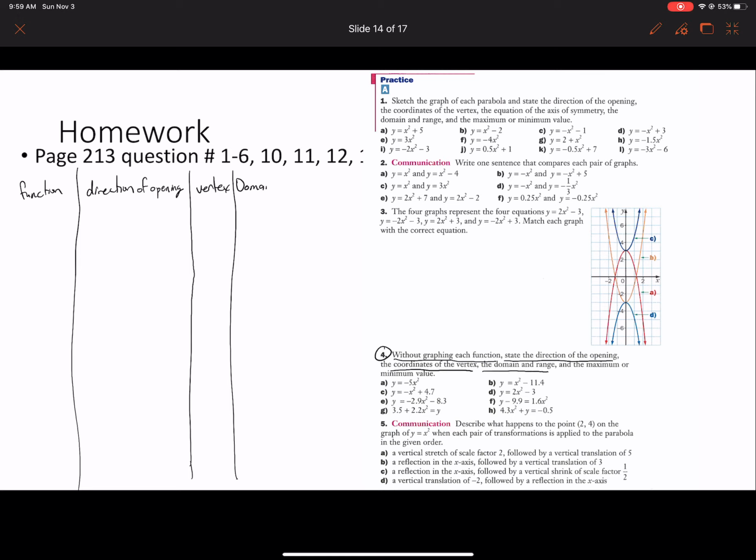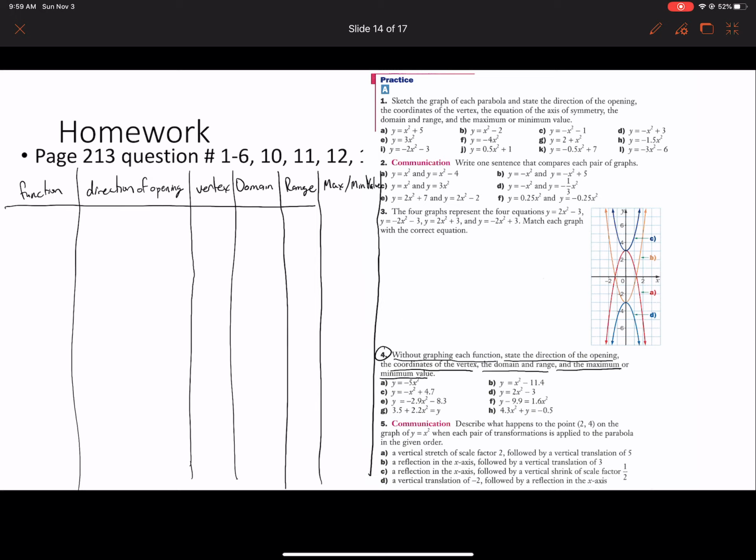Domain, range, and then we have to find the max or min. Max / min value. So we'll state whether it's a max or min, and then we will give the value. Okay, so our first one is A, which is y equals minus 5x squared.